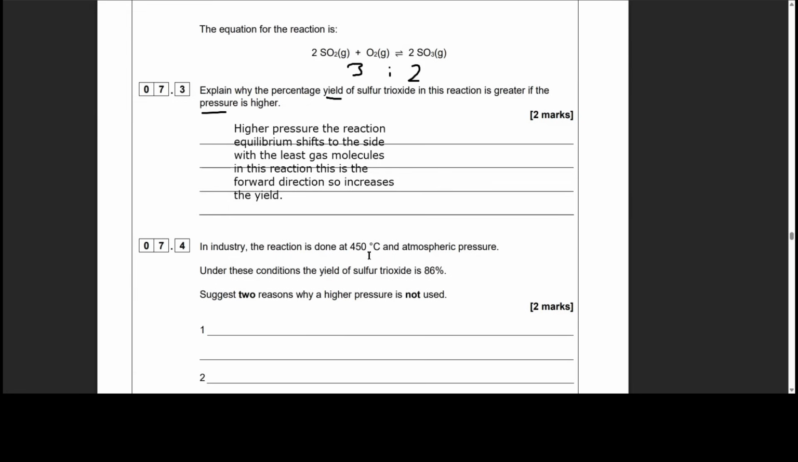In industry, the reaction is done at 450 degrees and atmospheric pressure. Under these conditions, the yield of sulfur trioxide is 86%. So just two reasons why a higher pressure is not used. They're getting 86%. If they use the higher pressure, they would get a better yield. They might get 90 or 95%. They're going to make more money. So why are they not going to use a higher pressure?